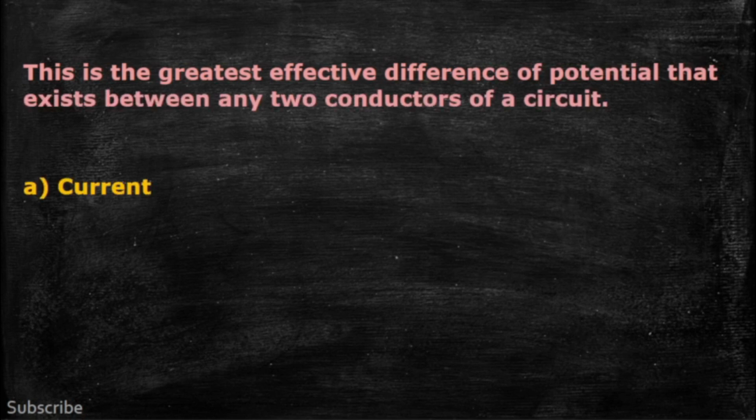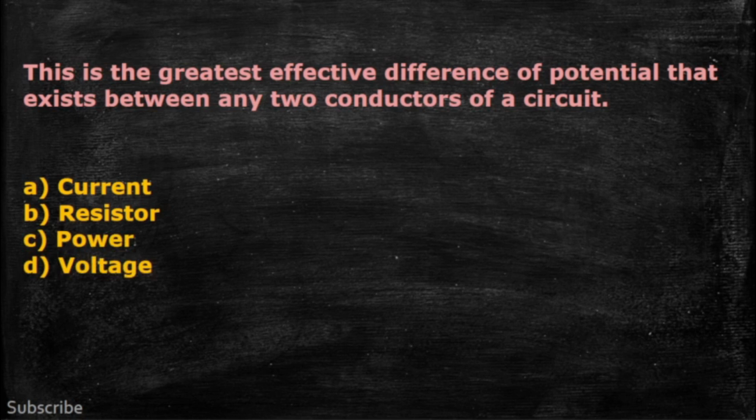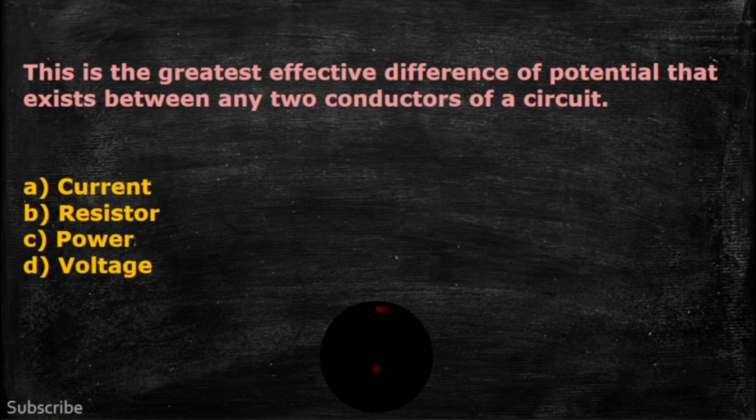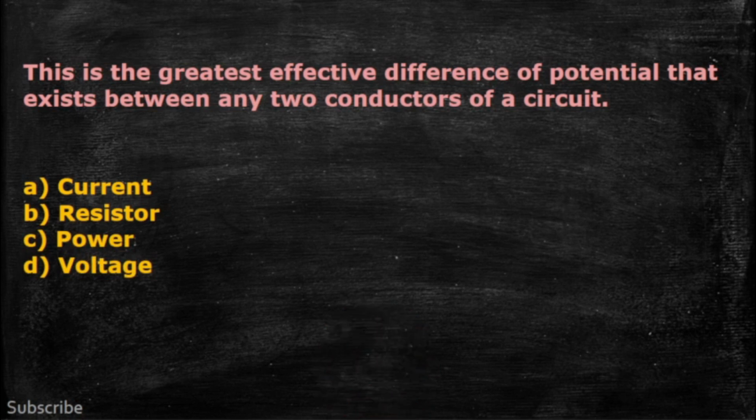Question number 39. This is the greatest effective difference of potential that exists between any two conductors of a circuit. A. Current. B. Resistor. C. Power. D. Voltage. The correct answer is letter D. Voltage.